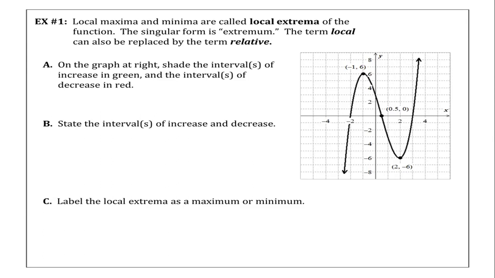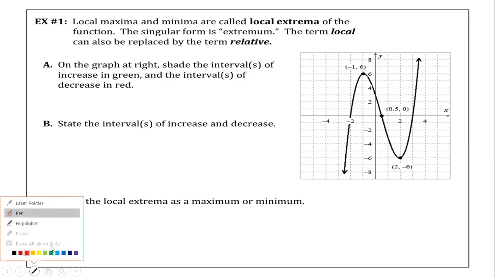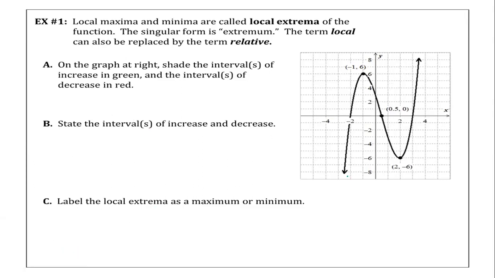And here we go. On the graph at the right, I didn't give you colors until you needed colors, but I'm going to highlight for you in green where I'm increasing. So in green, I'm increasing because we read the graph from left to right. This is where I'm increasing. How would I describe that interval of increase? From where? To -1, because x marks the spot.